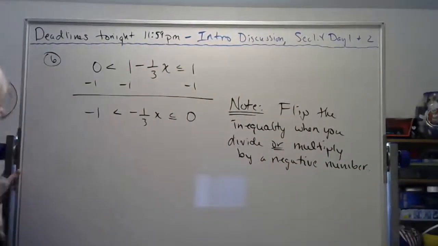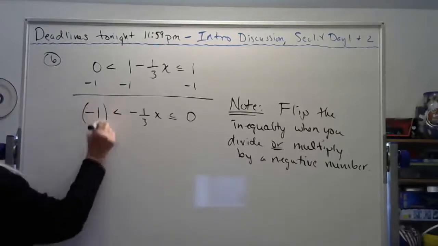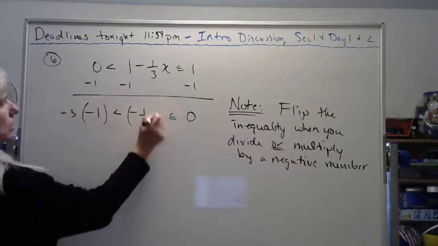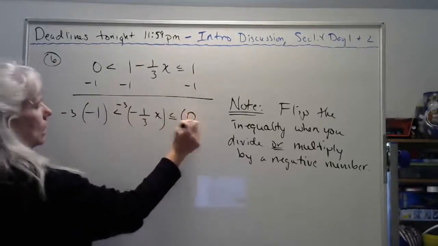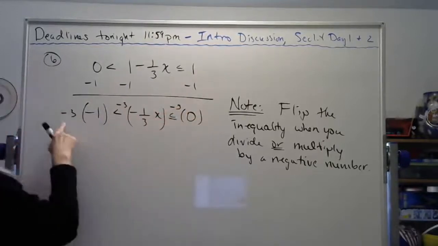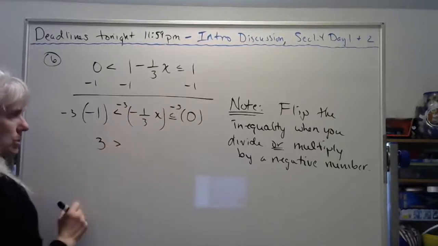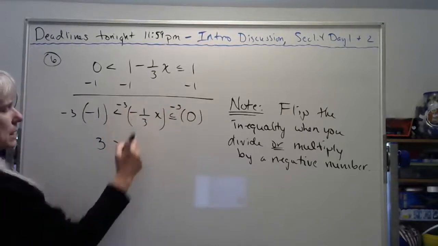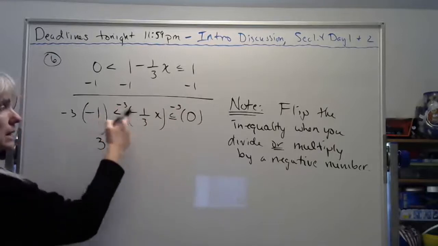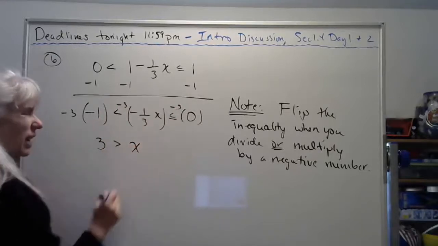Okay, so in this case, we're going to multiply everything by negative 3. So we're going to multiply this by a negative 3. We're going to multiply this by a negative 3. Now we're going to multiply this by a negative 3. So negative 3 times negative 1 gives me a positive 3. I'm going to flip the inequality to a greater than. The negative 3 times the negative 1/3, the 3's are going to cancel. The negative times the negative gives me just a positive x in the middle.